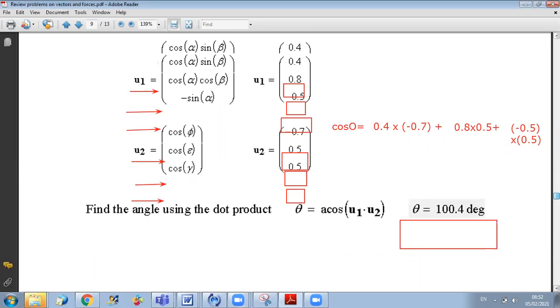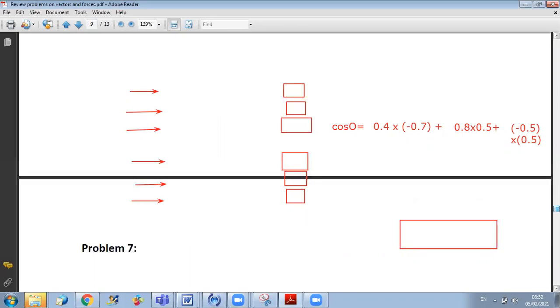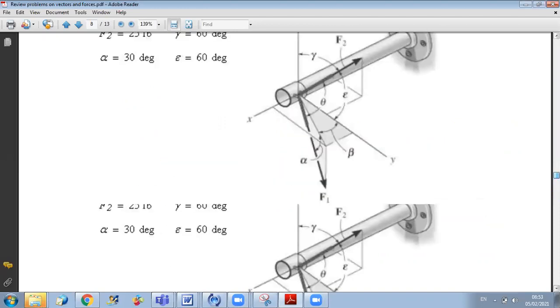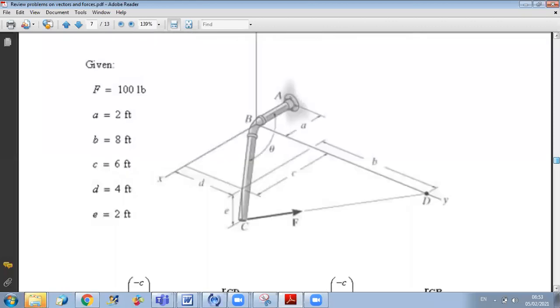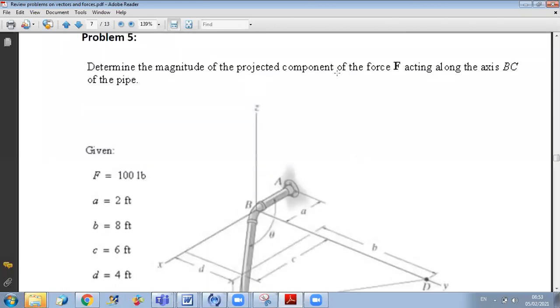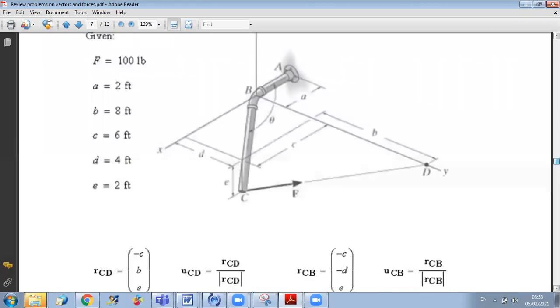Yes, sure. Problem 5. Okay. In problem 5, you need to determine the magnitude of the projected component of F acting along BC. So what they want you to do is to project force F on BC.